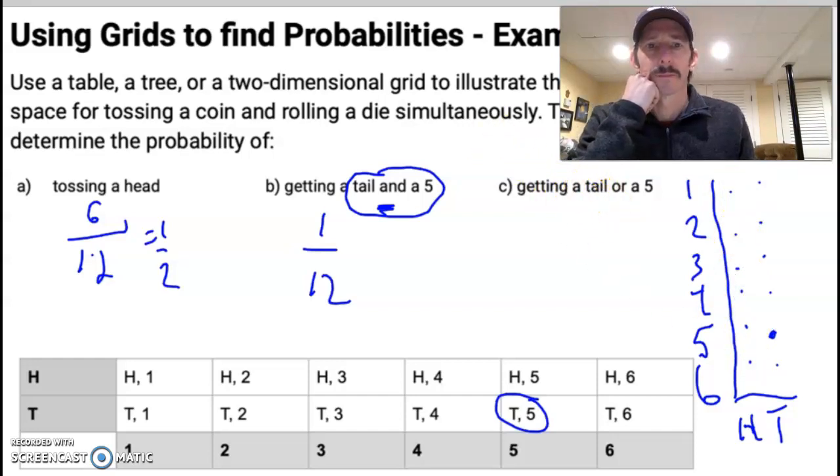All right, and so I'm going to switch colors. A tail or a 5 means it could be a tail or it could be a 5. So all of these have tails.